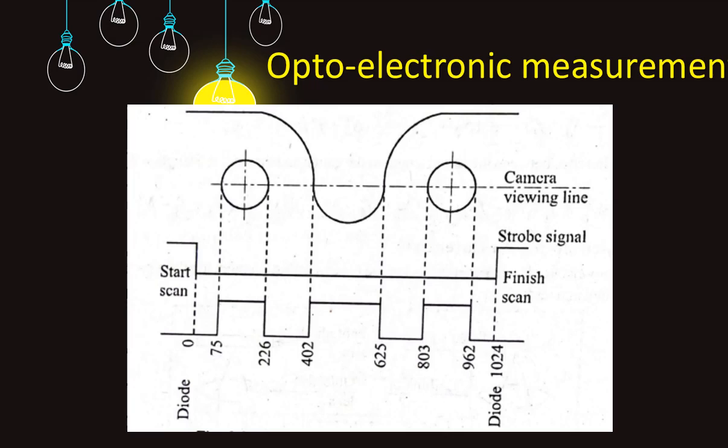The scan is started near the first feature and finished near the last feature of the object to be inspected. The edge information consists of a series of pulses as shown in the figure, each pulse corresponding to a light to dark transition of the image of the object. The start and finish of the scan correspond to diode 0 and 1024, that is, the first one and the last one. And knowing the position of the diode at each pulse, any dimension can be easily calculated. So from the figure we can understand that by using this diode array we can measure any dimension with high accuracy.